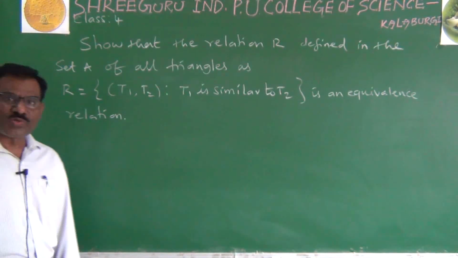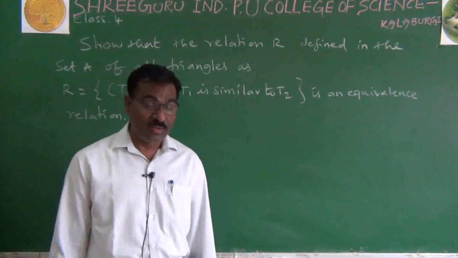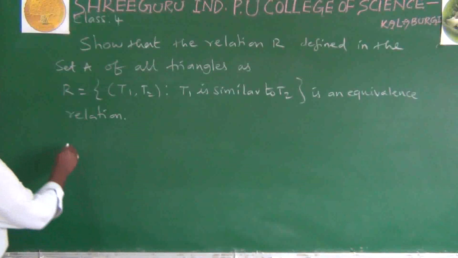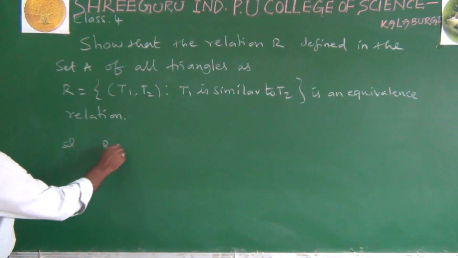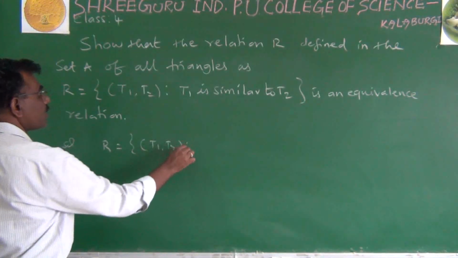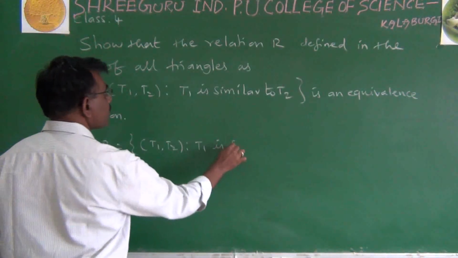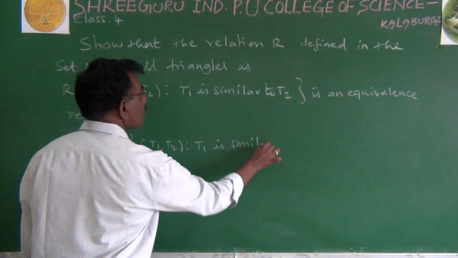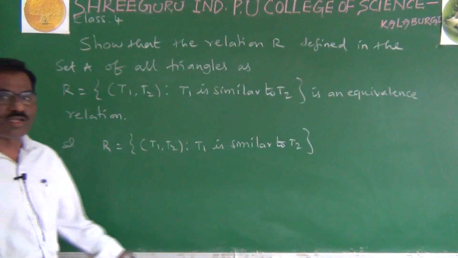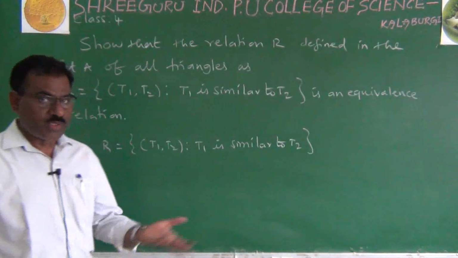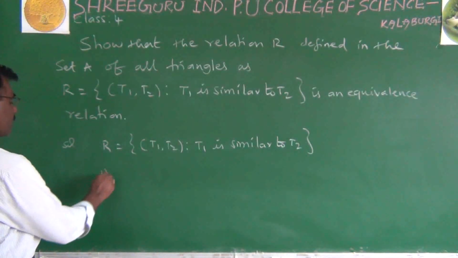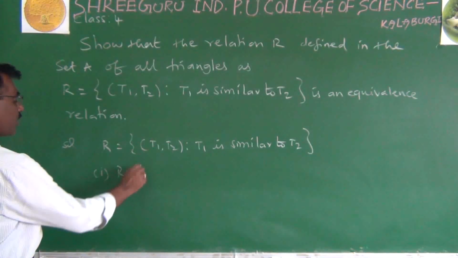This was a very simple question. Just you have to write only. Reflexive, only writing is there. Okay. So what is R defined? T1 comma T2 so that T1 is similar to T2. We have to prove this is an equivalence relation. Equivalence relation, the reflexive, symmetric, and what? Transitive. Then what is the first one? Reflexive.